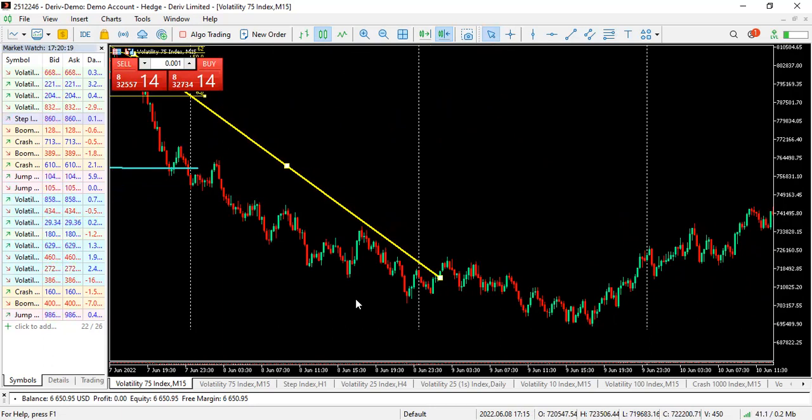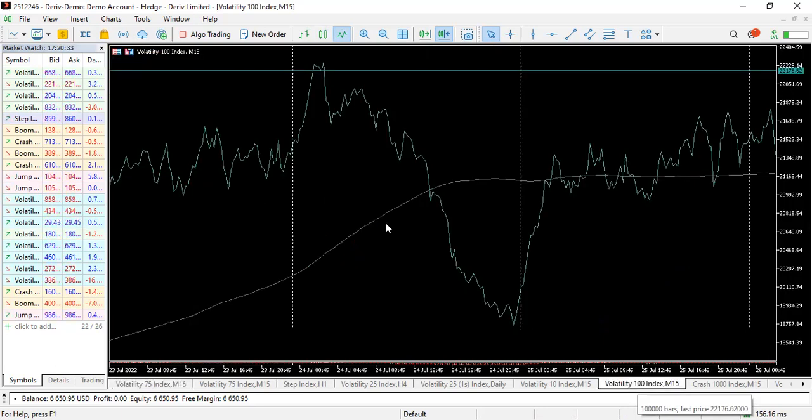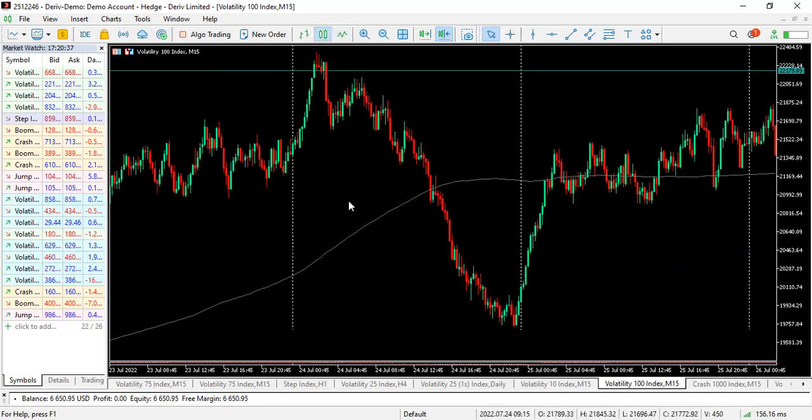Let me show you another pair, so that you won't think it only works on volatility 75. Let me show you this on almighty V100. That very volatile pair, man.